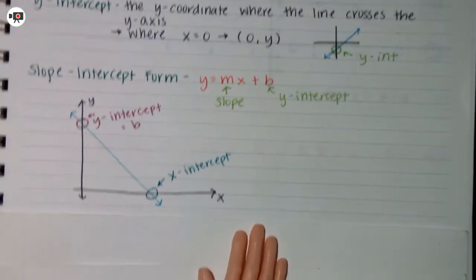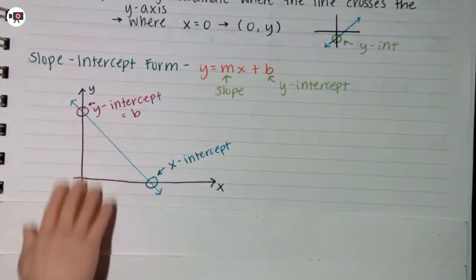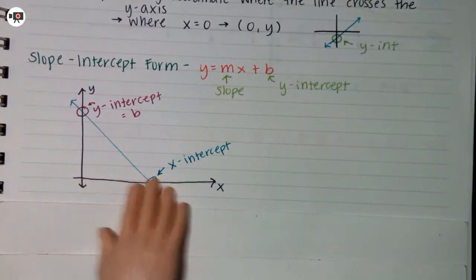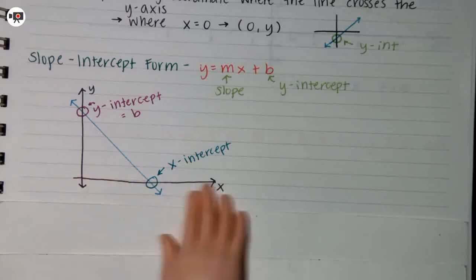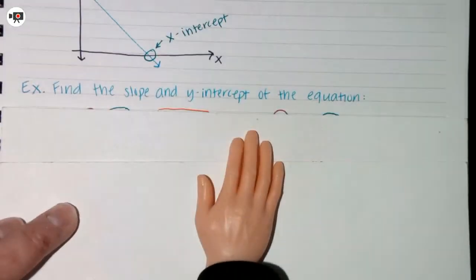So here's a better representation. The y-intercept, which is b, is where it crosses the y-axis, and the x-intercept is where it crosses the x-axis. So we're going to find the slope and y-intercept of these equations.